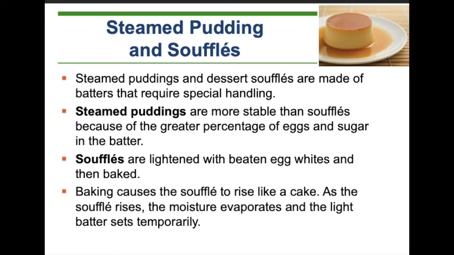Okay, steamed puddings and souffles. Steamed puddings and dessert souffles are made of batters that require special handling. Steamed puddings are more stable than souffles because of the greater percentage of eggs and sugar in the batter. Okay, souffles are lightened with beaten egg whites and then are baked.